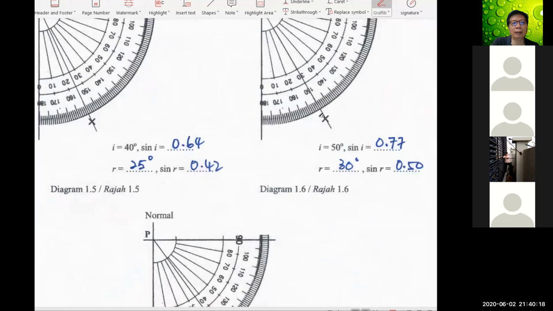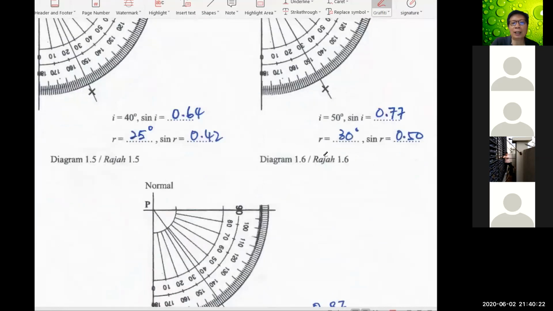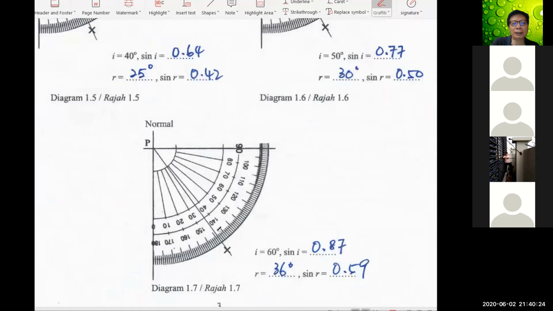Size 30 degree. This size 25. And the last one is 36 degree. This size 36. Okay. 10, 20, 30, 36. Okay. Well, all correct or not.